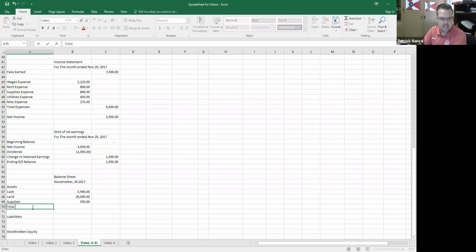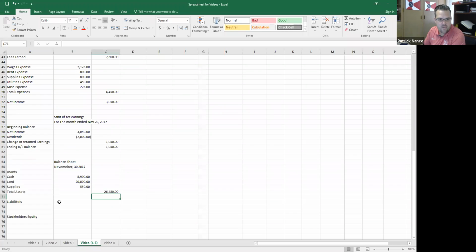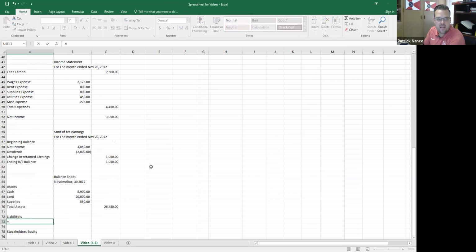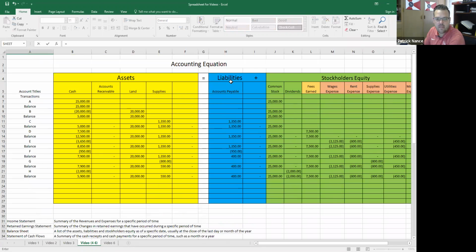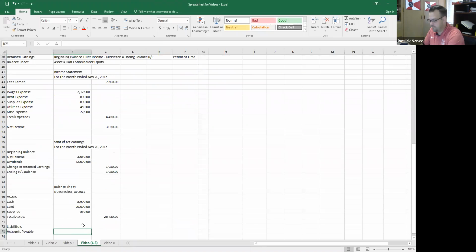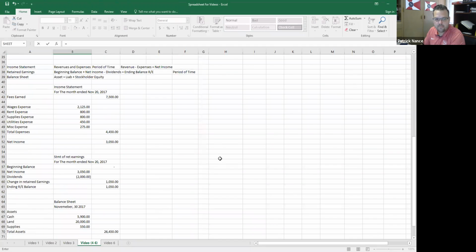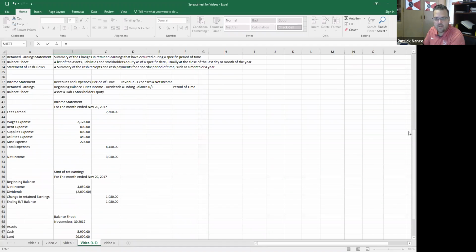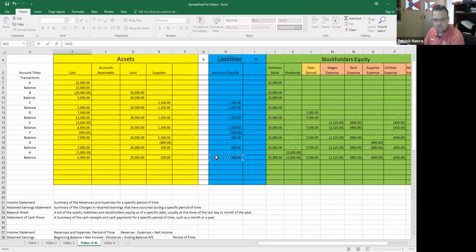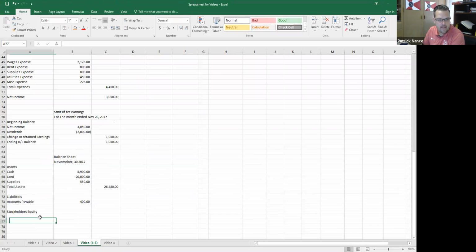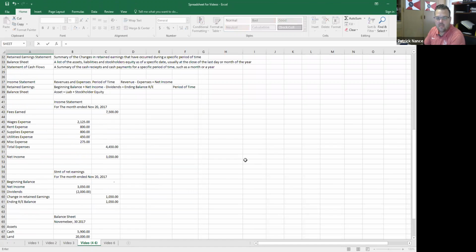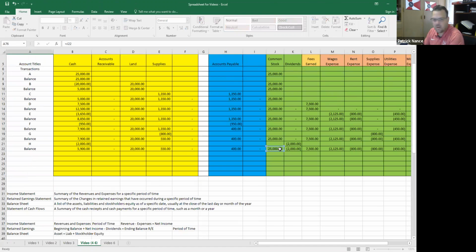So now I can total my assets. Total assets is the sum of those, for $26,450. My liabilities, I have just one, I believe. Yep, accounts payable. It's going to be $400. Okay, and under stockholders' equity, I have common stock of $25,000. That's part of stockholders' equity.